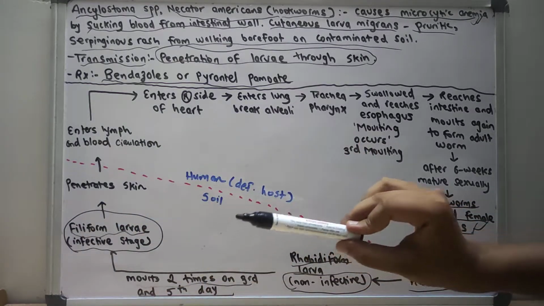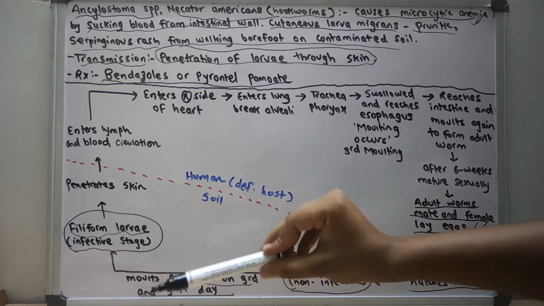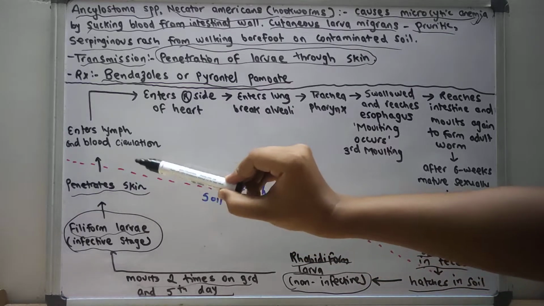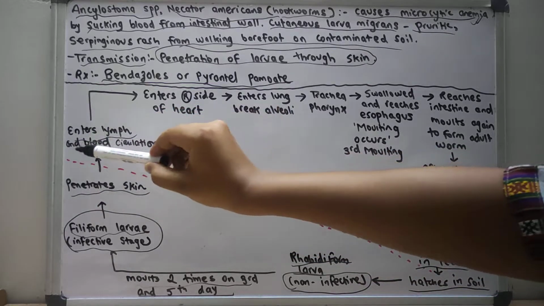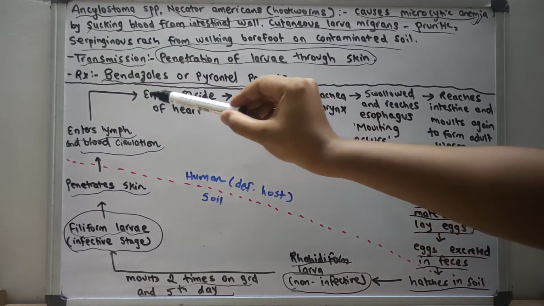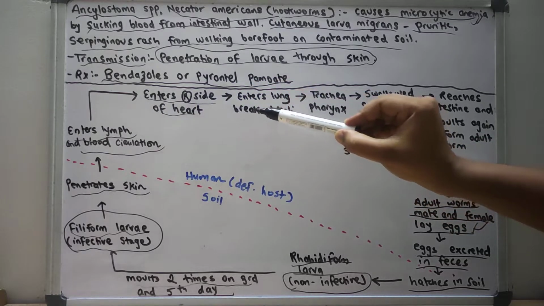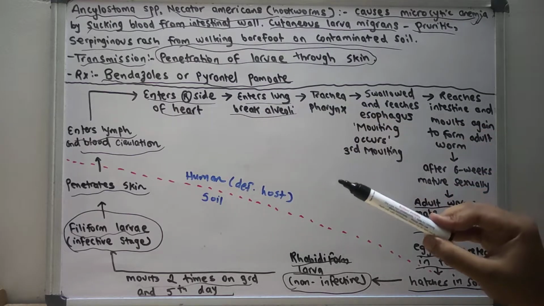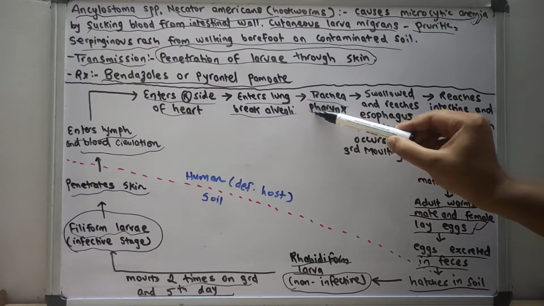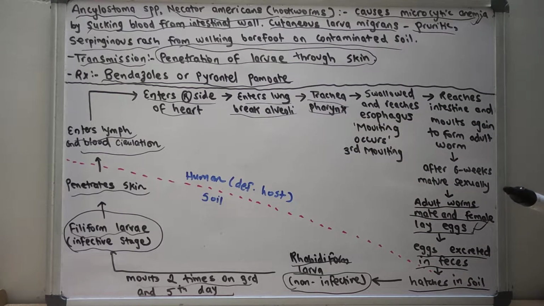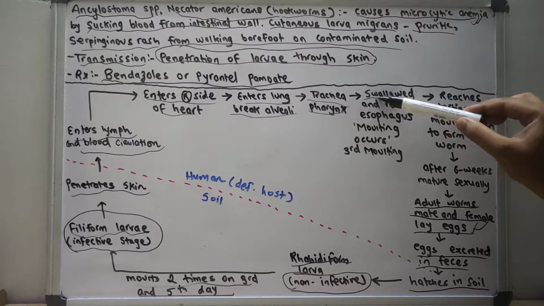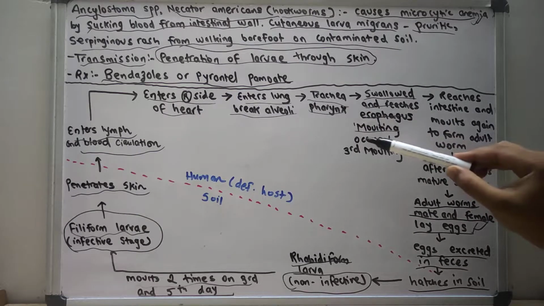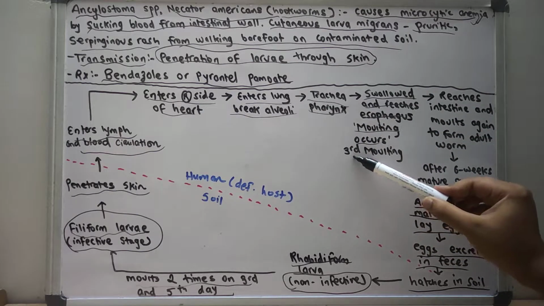If we walk barefoot on the contaminated soil, that filariform larva penetrates the skin and enters the lymph and blood circulation, and it enters the right side of the heart, and it enters the lung, and ultimately it breaks through the alveoli and reaches the trachea and the pharynx. In the pharynx the larva is swallowed and it reaches the esophagus. There it molts, and that molting is the third molting.